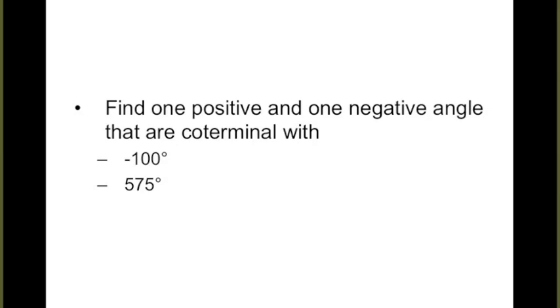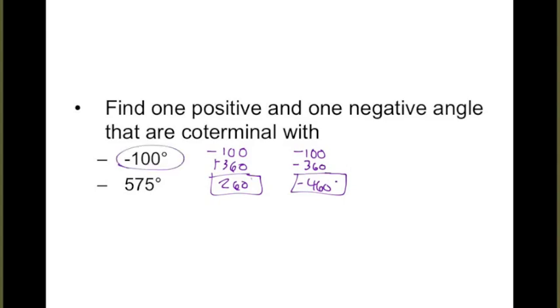So for this one, for negative 100, if I add 360, I get positive 260. If I take my negative 100 and subtract 360, I get negative 460. So if I would graph those two, and I don't have to because it doesn't say in the directions graph, but if I would graph those two and the original angle, they would all end in exactly the same spot. It would just be those directional arcs that were pointing different ways.